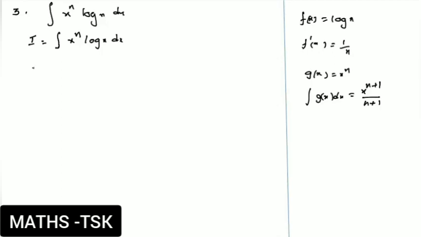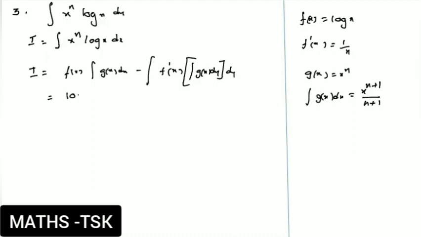So I can write I as log x into x power n. The formula is f of x, integration of g of x dx, minus integration of f dash of x, integration of g of x dx, whole dx. What is the value of f of x? It is log x. What is integration of g of x? That is x power n plus 1 by n plus 1, and then minus integration of 1 by x into x to the power of n plus 1 by n plus 1 into dx.